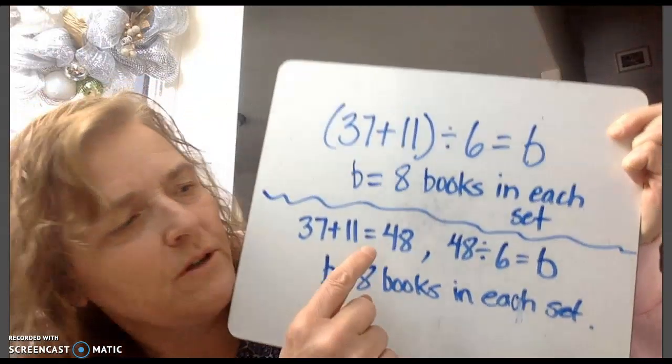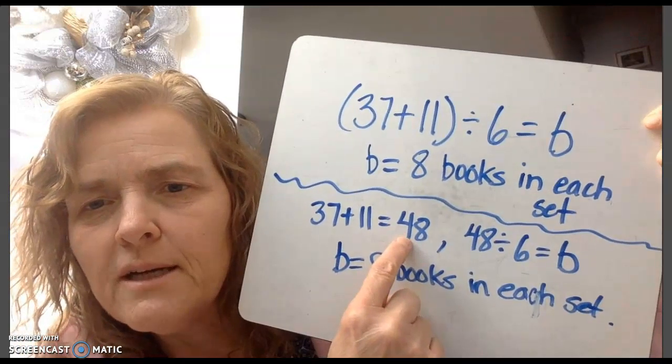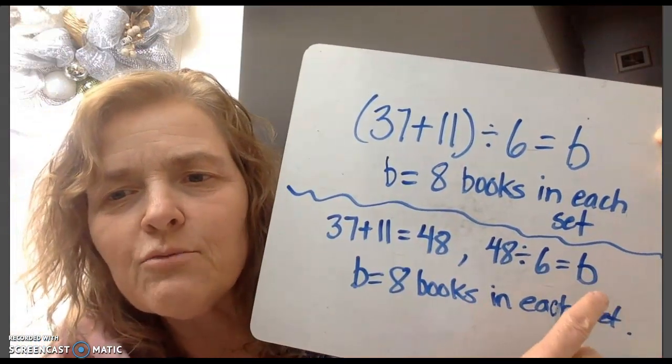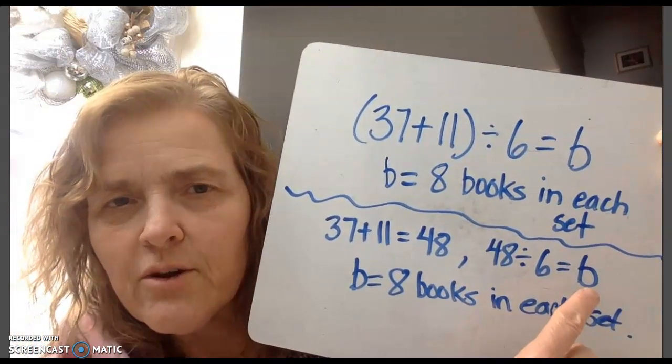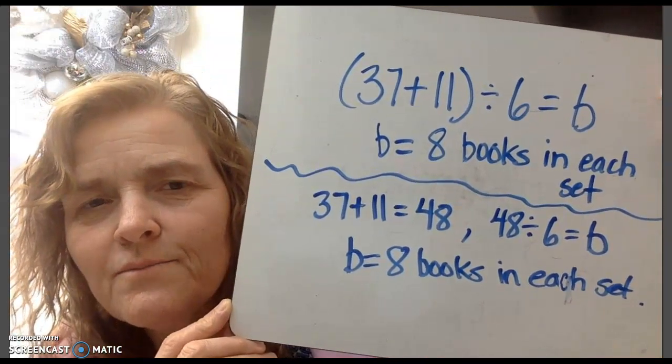If you want to write 2 different equations, we have 37 plus 11 because that was our first step. 48 divided by 6 equals B. There's our variable. And then B, of course, equals 8 books in each set.